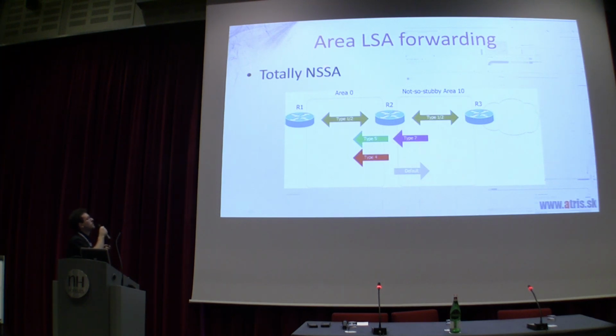The area type we can use for this is totally not so stubby area. It's a wonderful name, I know, totally not so stubby. So what totally not so stubby does, it's basically the same as the stub area, or as a totally stubby area, that only type 1 and 2s are exchanged between the routers and a default route is pushed to the customer. But one difference with the totally not so stubby area is that the customer can push type 7 LSAs to us. If you remember, we mentioned that type 7 LSAs are just type 5 LSAs in disguise for the usage of totally NSSA areas.